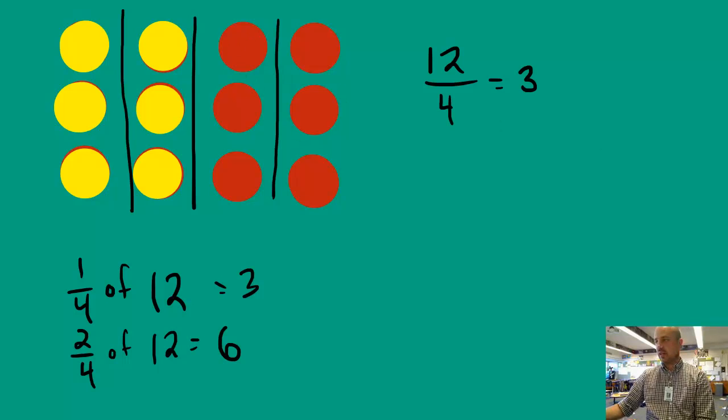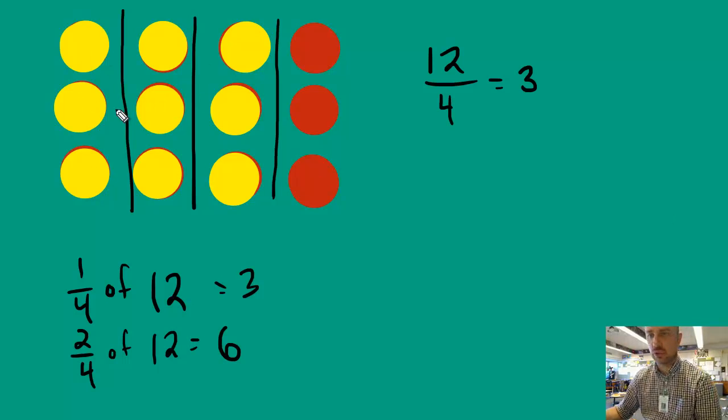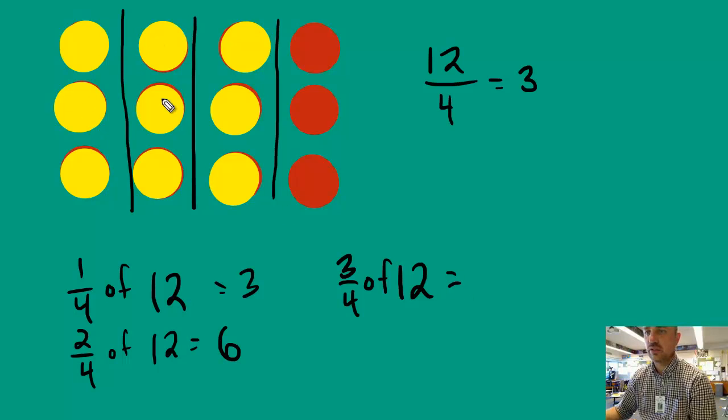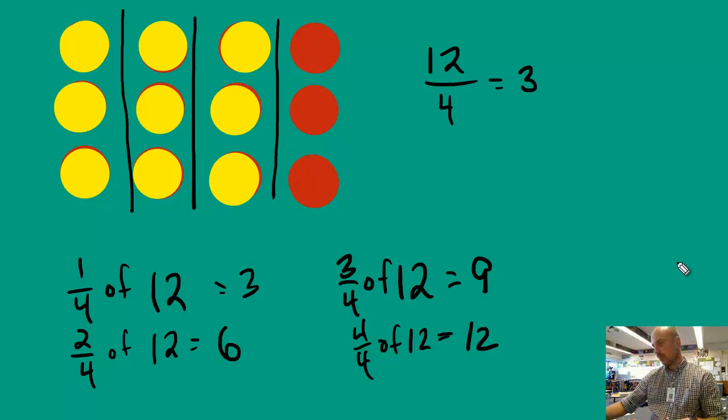Let's keep going with this then. If I had 3/4, excuse me, 3/4, 1 group, 2 groups, 3 groups. I have 3/4 of my 12 would be 1, 2, 3, 4, 5, 6, 7, 8, 9. And 4/4 would be all of them, right? 4/4 of 12, and I could also follow my pattern. 3, 6, 9 would be 12. Or I could count them all up. That would be 12. Okay.